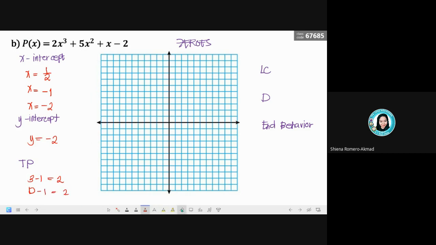So, degree minus 1. Sulat ko nga ng buo yung degree. Para, baka sabihin nyo difference eh. Yan. So, the LC is 2 and the degree is 3. So, positive and odd. So, the left falls, the right rises.